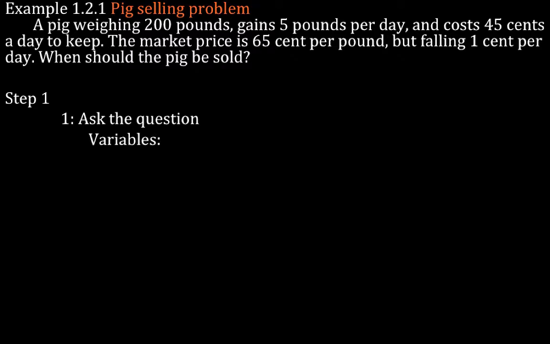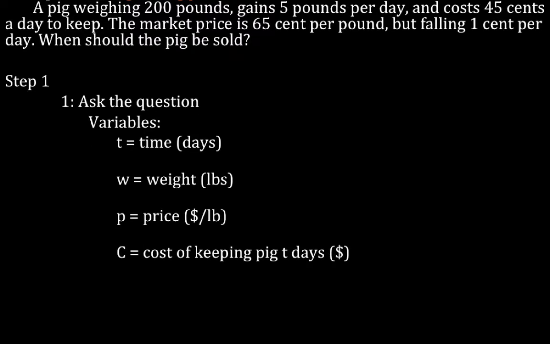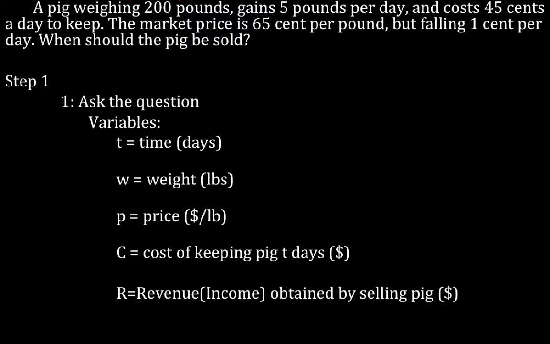Under this, as I mentioned before, we should recognize the variables. What are the variables? Okay, first, they are talking about the time, the date. When should the pig be sold? Therefore, we should have a variable for the time. Then, they are talking about weight. So, W equals weight. Next one, price. And cost of keeping the pig for days, and revenue. Then finally, we need profit from sale of the pig. This is the list of variables: T, W, P, C, R, PR.